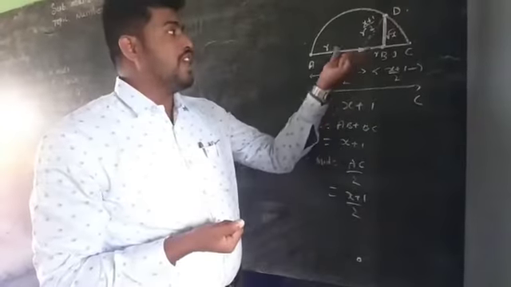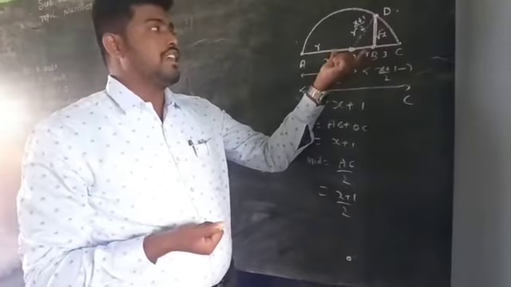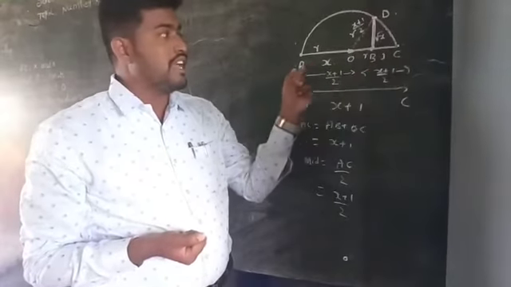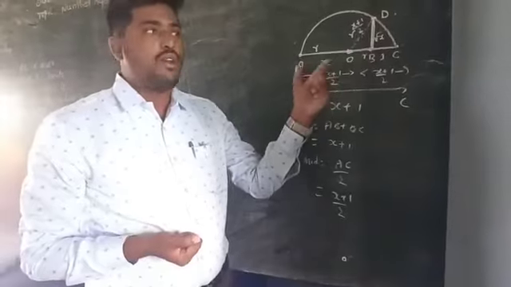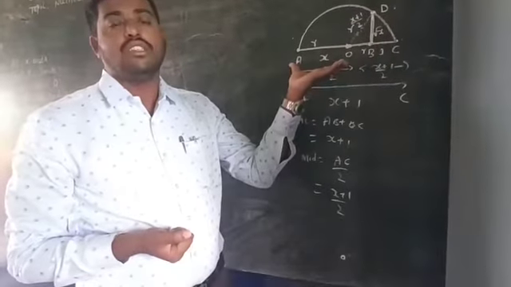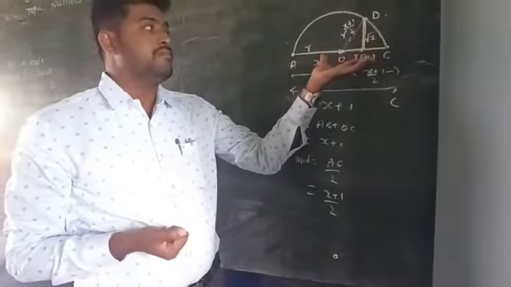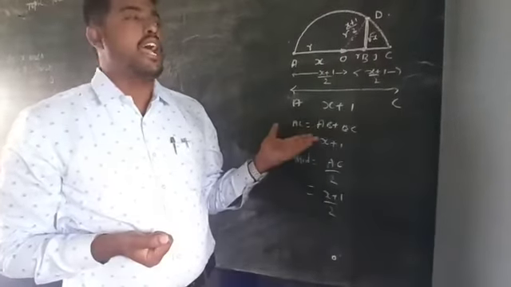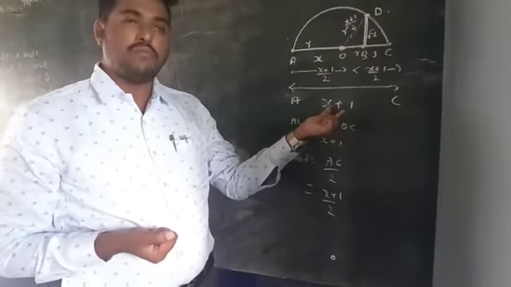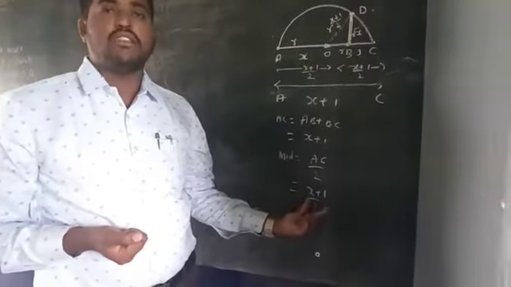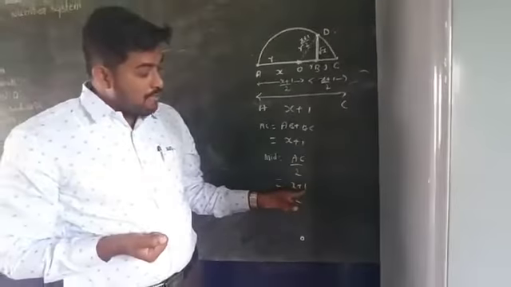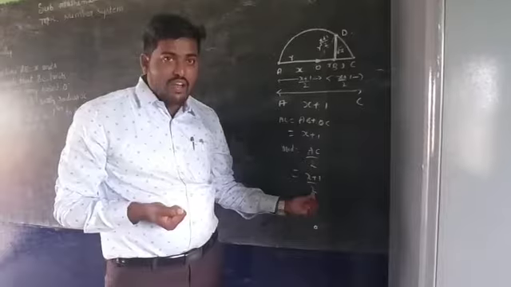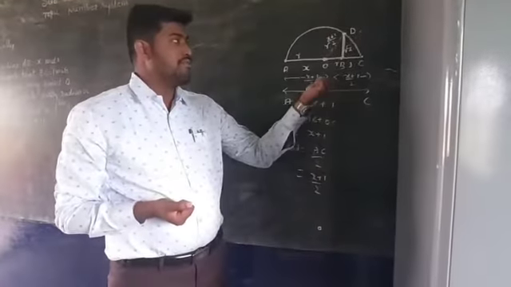Here in this semicircle, OA is the radius and OC is also a radius. So AC is the diameter, twice the radius. Radius means half of the diameter. If the diameter is x+2, then the radius is (x+1)/2. Radius means half of the diameter. Diameter is how much? x+1.